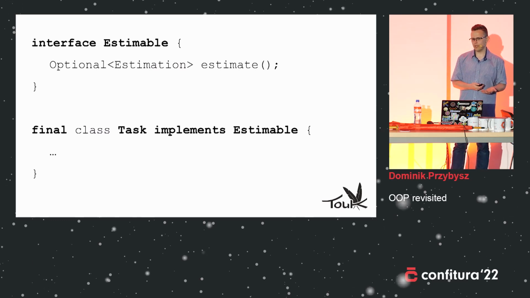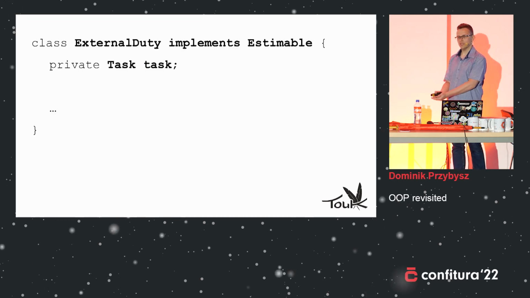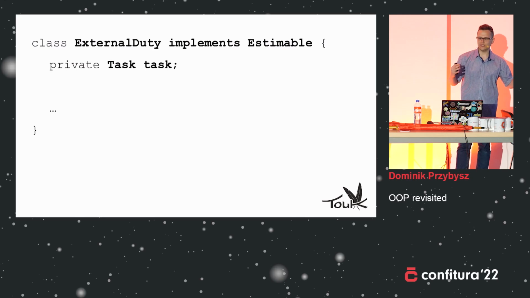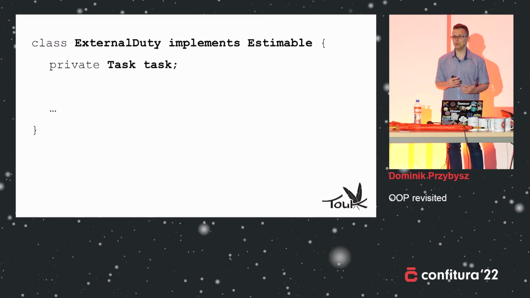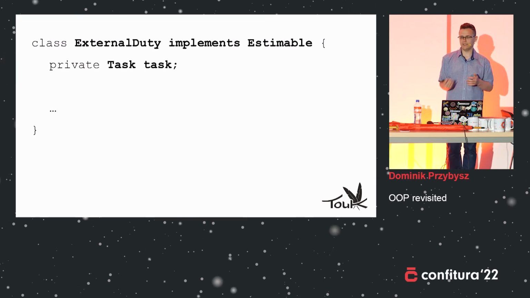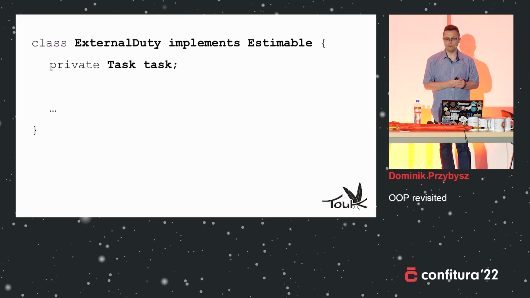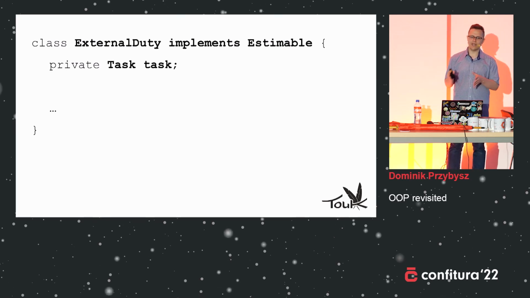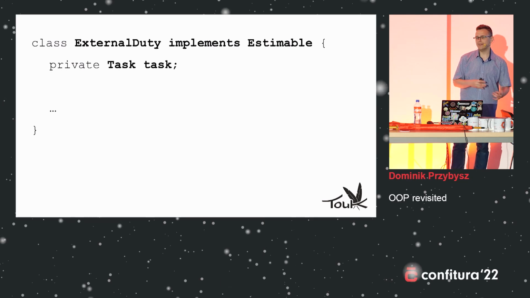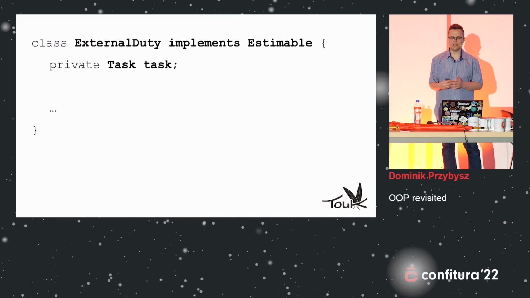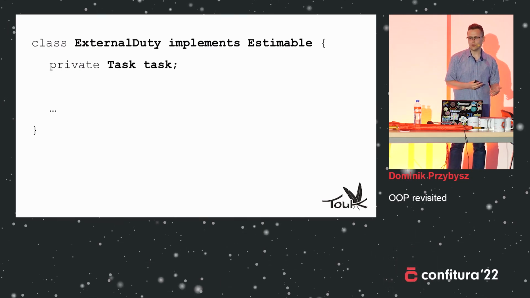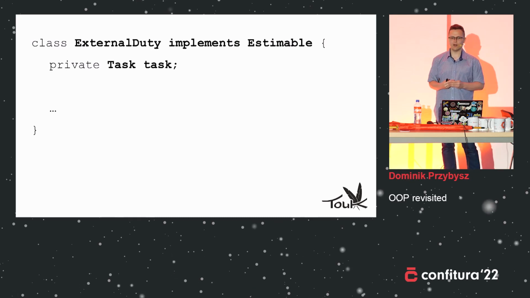And because of that, we can create our own class outside of the hierarchy of classes of the task. For example, external duty, which implements some specific interface, the interface that we have created before. And here internally, we can have a task property and delegate the behavior to that task only when you really need to do so. But it will be hidden inside of our object.